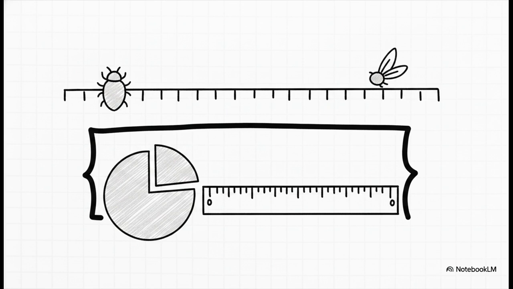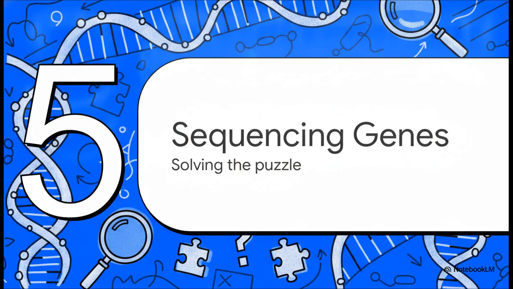map units or centimorgans. So we can wrap up this specific example by confidently stating that the gene for fruit fly body color and the gene for wing shape sit exactly 16.14 map units apart from each other on their chromosome track. Which brings us to the grand finale, section 5, sequencing genes on chromosomes.